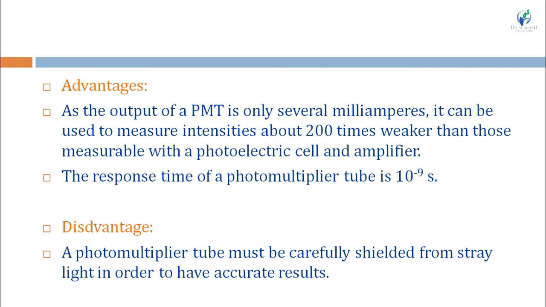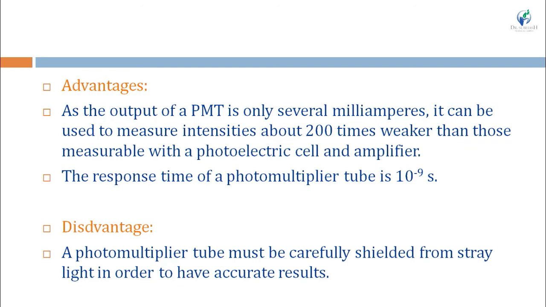I have said that sensitivity is in increasing order. A photovoltaic cell or barrier layer cell has the least sensitivity, then a photoemissive cell or phototube has more sensitivity than a barrier layer cell and less sensitivity than a photomultiplier tube. And the photomultiplier tube has the highest sensitivity. Because of that, these are very expensive and they are widely used in sophisticated instruments. But the disadvantage is they must be carefully shielded from stray light to have accurate results.